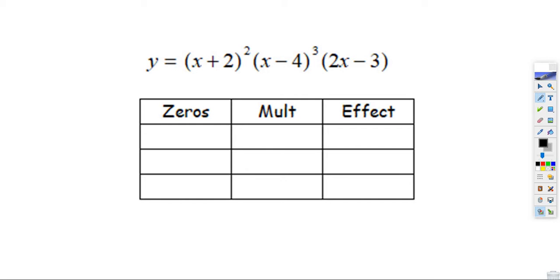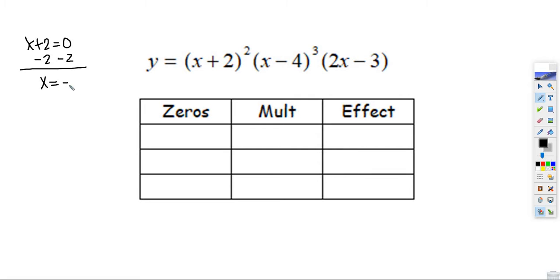Okay, in this video we're going to talk about zeros and multiplicities of polynomials. So let's look at our first example. We look at this and it's already in factored form for us, which makes it much easier to identify all three factors. And we know if we want to find zeros, we're going to take our factors and set them equal to 0 and solve.